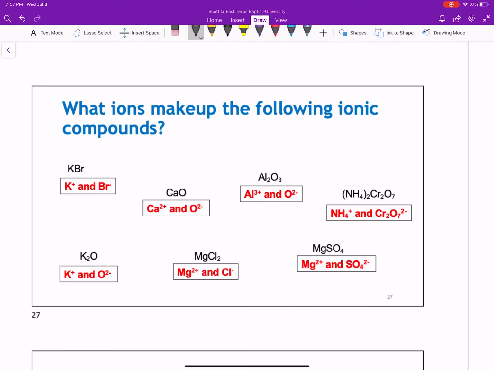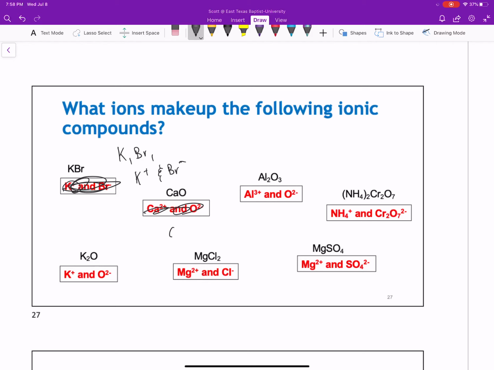So here's a cool slide. Again, the answers are already written in there, so just act like they're not there. But it's just simply asking, can you undo a compound and tell what ions made it up? So if this is KBr, and you know it's written cation first, anion second, then you ought to be able to construct a K+ and Br- to have gotten that.